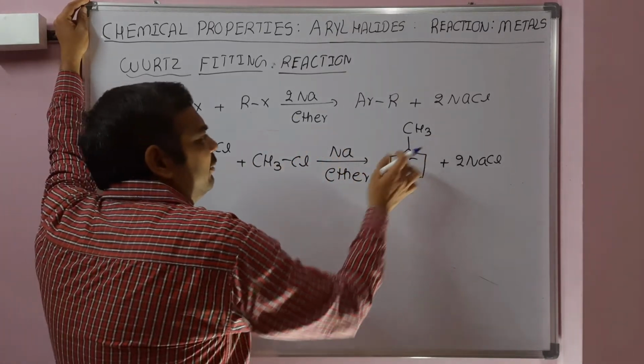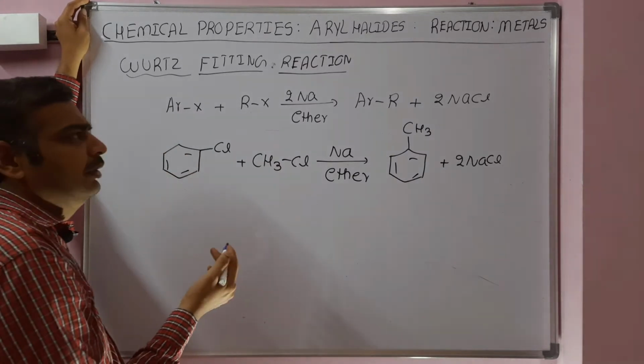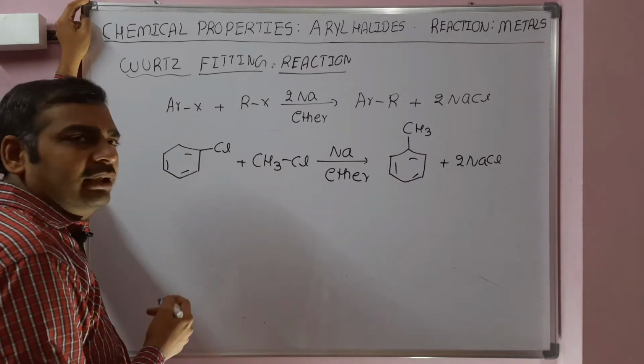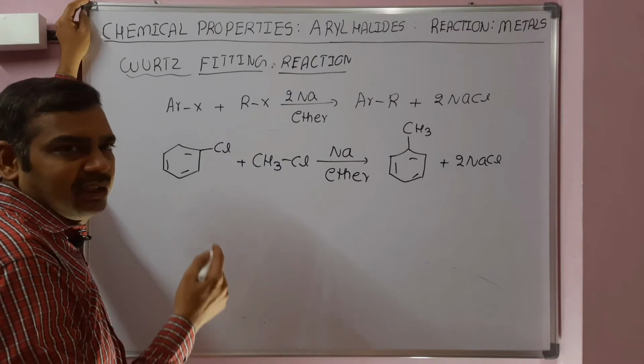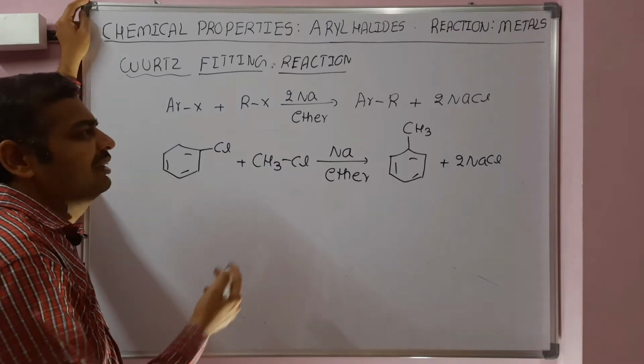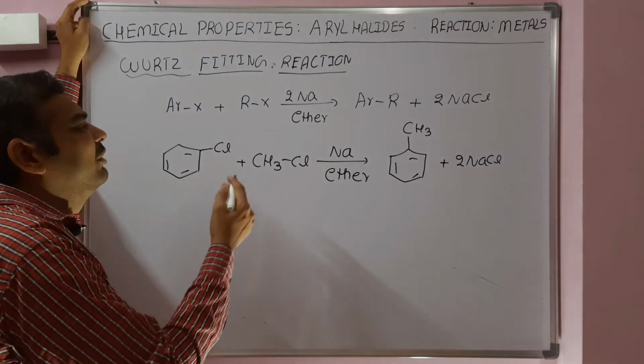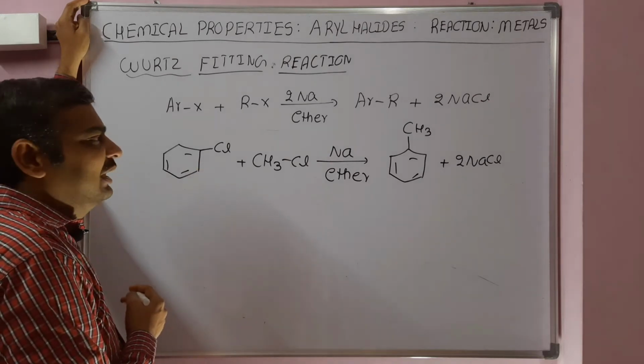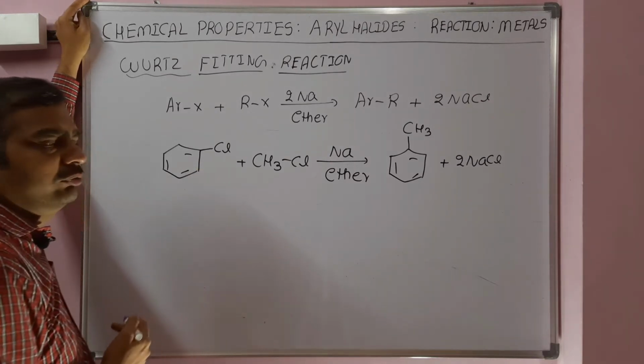We can prepare toluene by other ways also. Directly we can do Friedel-Crafts alkylation of methyl chloride with benzene in presence of AlCl3. There are several ways to prepare toluene, but here we are discussing chemical properties of aryl halides. We have prepared toluene by using Wurtz-Fittig reaction.